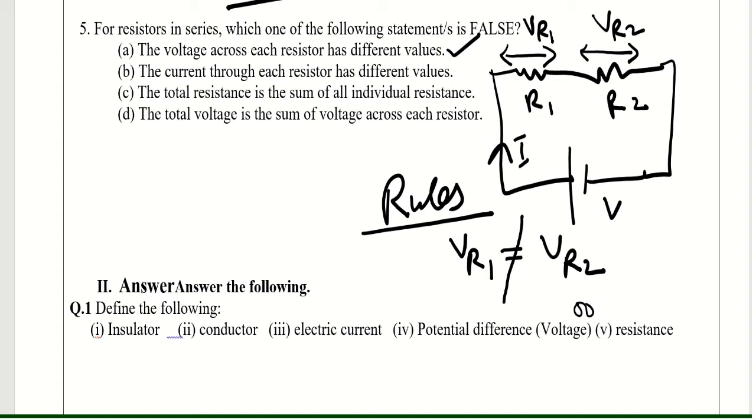Option B: the current through each resistor has different values. No, this current is the same. The current in this series circuit is the same. So the statement that the current through each resistor has different values is wrong. In the question you have to find which is false, which is wrong. So this is the correct option.